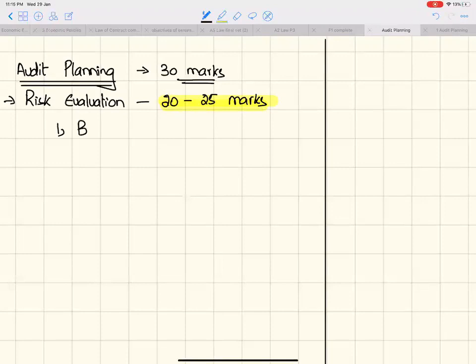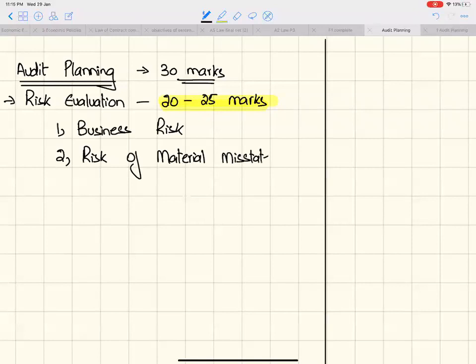And in it, we can have business risk evaluation. We can have risk of material misstatement evaluation. And the third thing which we can have is audit risk. Today we will start with business risk. Okay. Now these all three risk evaluations will constitute 20 to 25 marks of your examination.